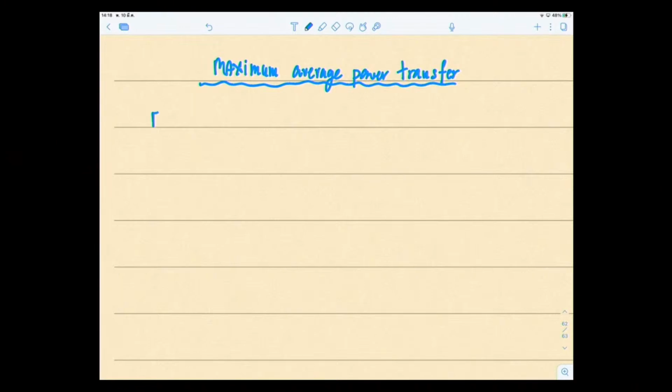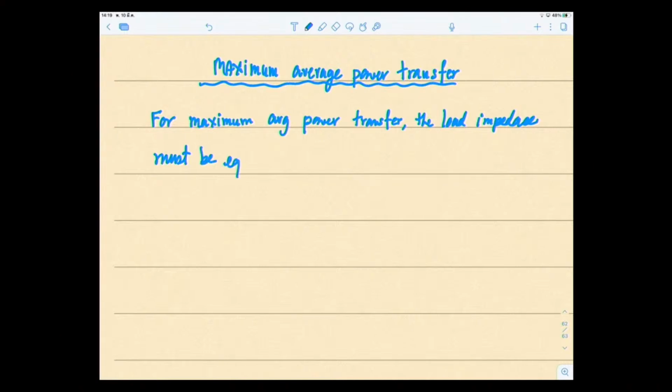Okay, so the definition of this theorem is that for you to get the maximum average power transfer to the load, the load impedance must be equal to the complex conjugate of the Thevenin impedance, ZTH.